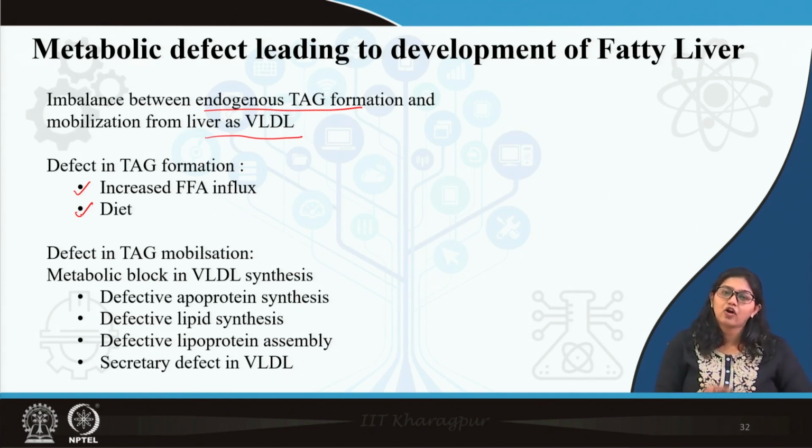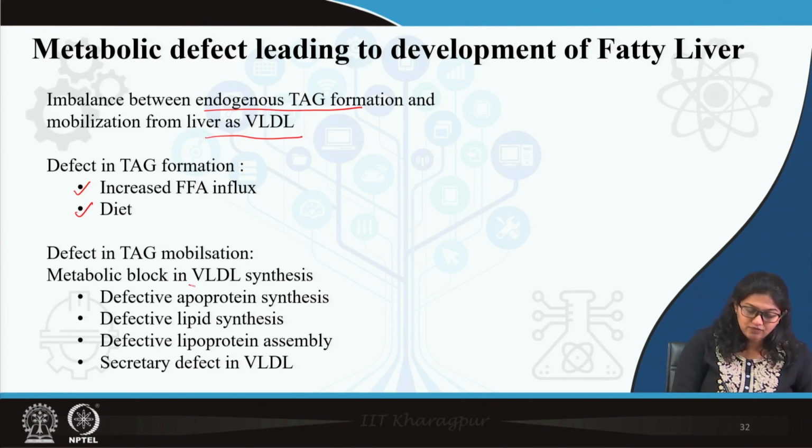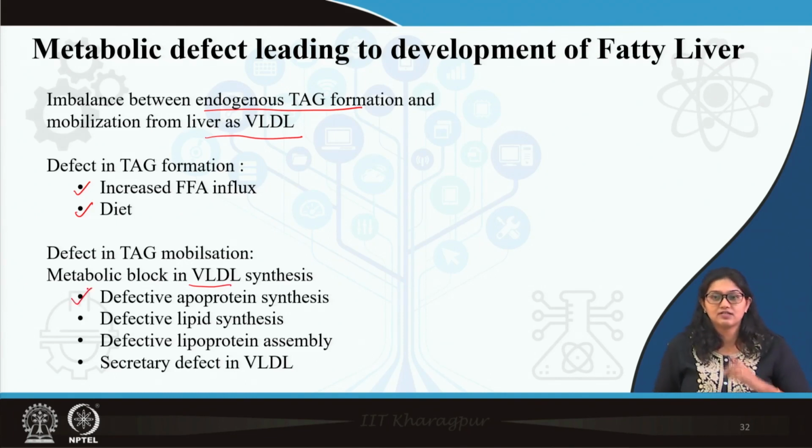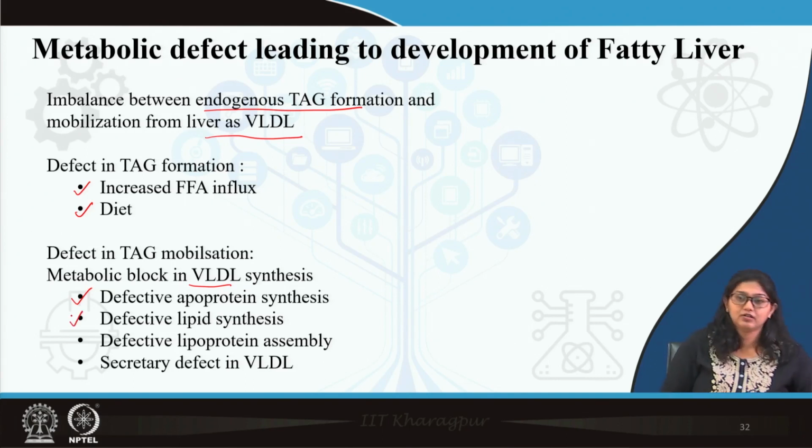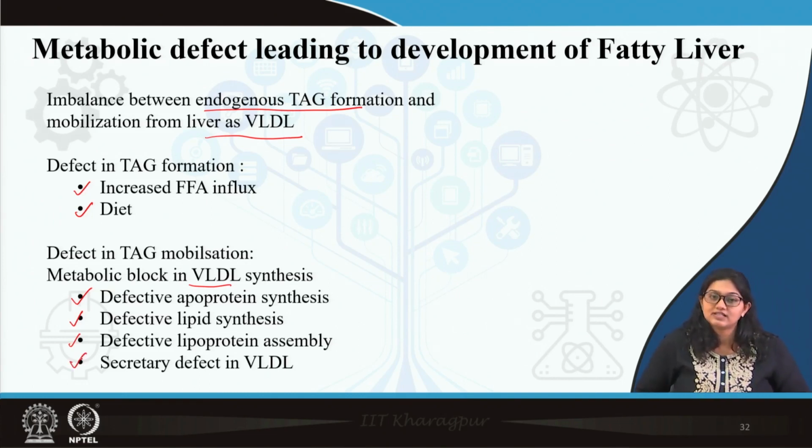Conditions where triacylglycerol formation is fine, but their mobilization or release in the form of VLDL is defective, can cause fatty liver, like defective apoprotein synthesis. Remember, apoprotein is one very important protein part for lipoprotein formation. The lipid which is assembled in lipoprotein, their synthesis can be hampered. Synthesis of apoprotein and lipid are fine, but their assembly is defective. Then finally, the assembly is okay, but the formed VLDL is not able to be secreted. So, these are the defects which can lead to fatty liver.